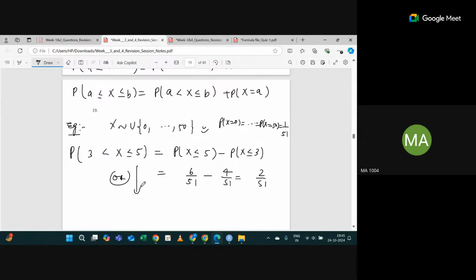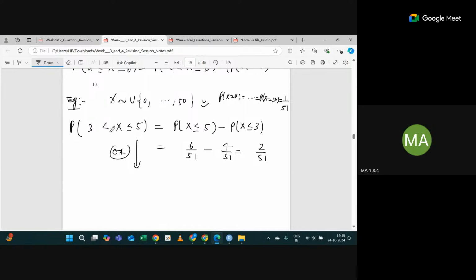Or what you can do in this case? Can I say probability... you tell me what is the meaning of X is greater than 3 and less than or equal to 5? That means X is either 4 or 5. Can I say or not? This is the meaning, right? And what is the probability X equal to 4? 1 by 51. Plus 1 by 51, which is again 2 by 51. You can see the values are the same.